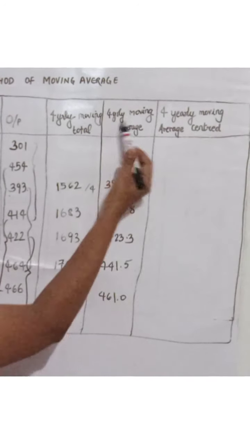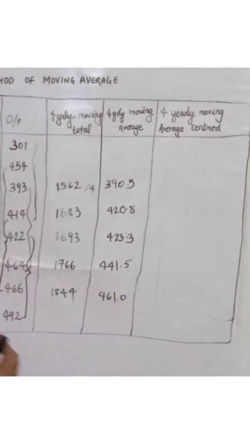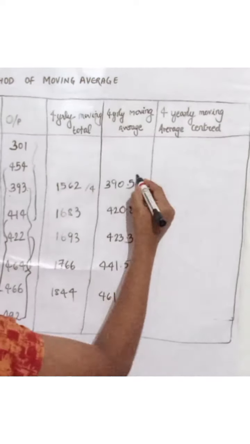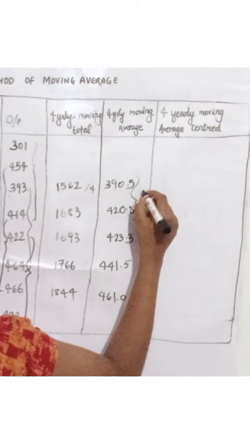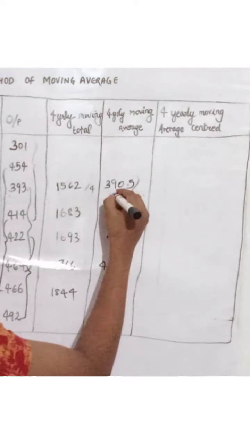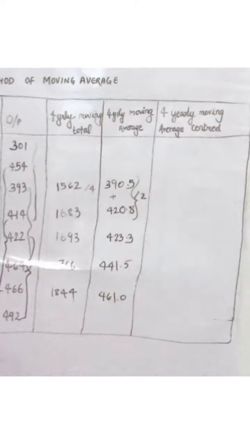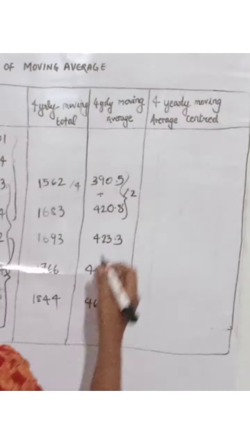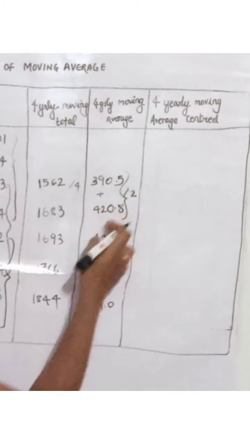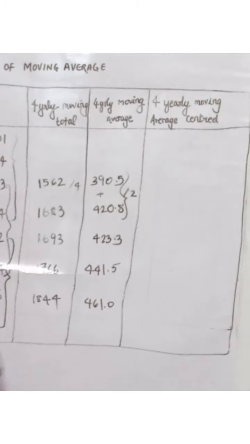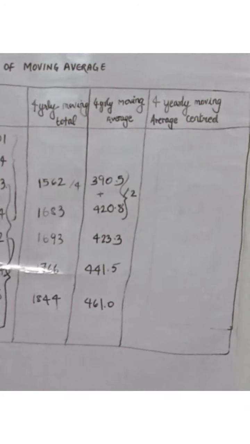Okay, this is 4 yearly moving average. So what is the center of 4? What is the half of 4? 2. 2 is the half of 4. So we are going to group them up again, group them up by adding and divide them by 2. So we are going to add 390.5 plus 420.8. Then we are going to divide it by 2.